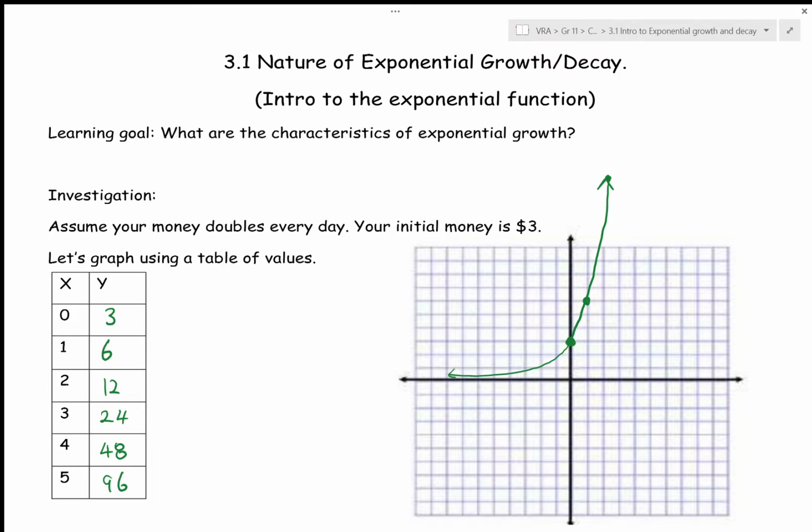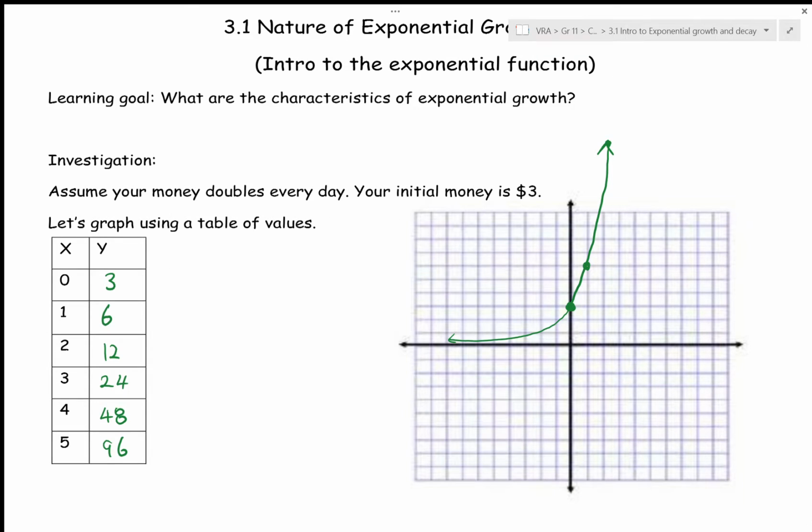So if you take a look at the first investigation, let's assume that your money doubles every day, and your initial investment is $3. So I already filled the table for you. Starting from 0, x is the number of days in this case, and y is the amount of money that you have. So starting from day 0, you have $3 to start with, and then on day 1, it grows to $6 because it has to be doubled, and then becomes 12, 24, 48, 96 because it doubles again.